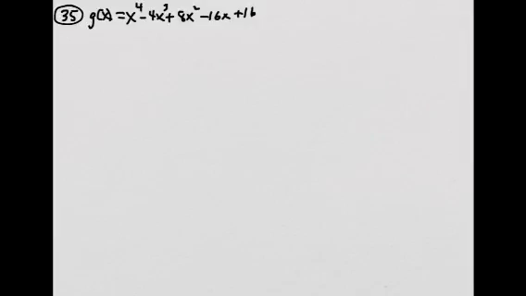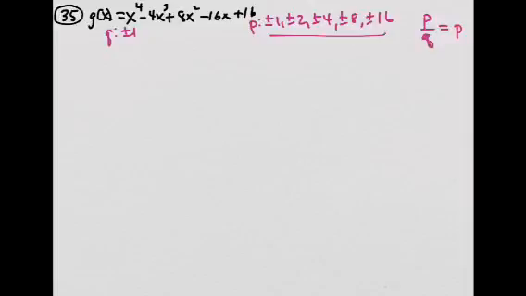Alright, so number 35, I'm going to have to use the p's and q's again. So the p values are your factors of 16, plus or minus 1, 2, 4, 8, and 16. And for q, it's just plus or minus 1. So that means that p over q is basically the p list, right? Because since q is plus or minus 1, it's this list right here. Alright, let's get started. Let's start off with 1. And again, I'll use 1 because there's pluses and minuses right here.